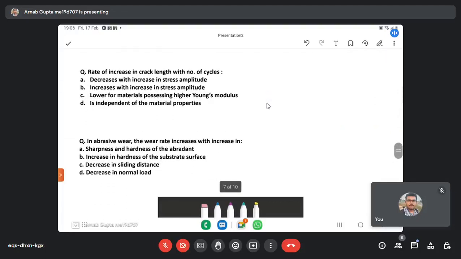Okay, rate of increase in crack length with number of cycles. So N is the number of cycles to failure, and L is the crack length. So in this, it is dependent on the stress amplitude, as you may recall. So does it increase with the increase in stress amplitude, or it decreases with increase in stress amplitude?